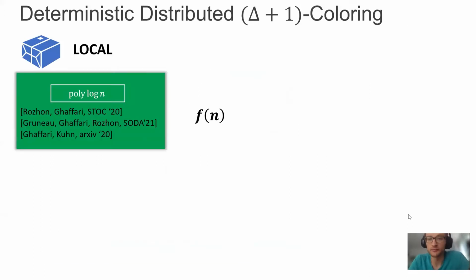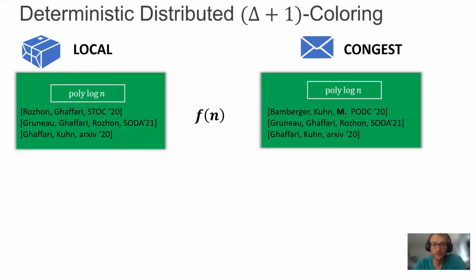So what's known about this problem? In the deterministic setting, if you look at the LOCAL model, there was a big breakthrough result a few years ago, 2 years ago, which showed that deterministically this problem can be solved in polylog n rounds if you express the complexity as a function of n, the number of nodes. And with some additional work, we also got this to work in the CONGEST model. This area will not be the topic of today's talk.